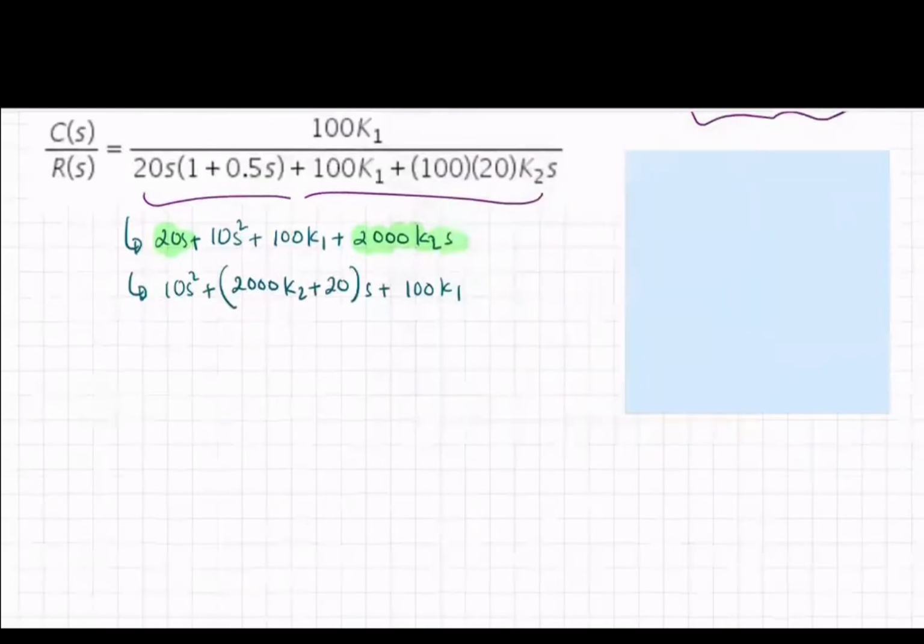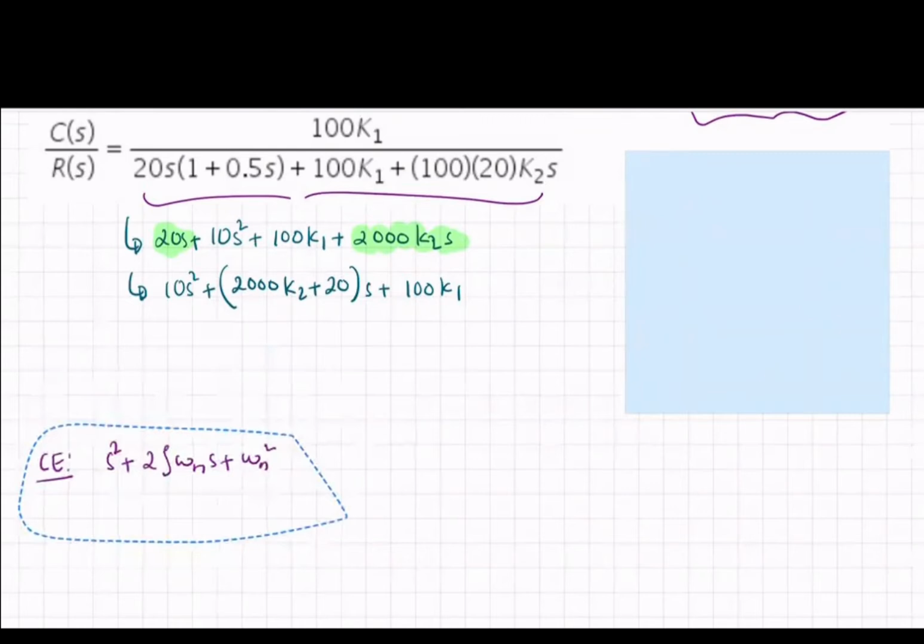So the characteristic equation is s squared plus 2 zeta omega n of s plus omega n squared, right? So that means I am not supposed to have any number in front of the s squared term. Since I have 10, I need to get rid of that. So how do you get rid of that number 10 over there? It's quite simple. Just divide the whole thing by 10.